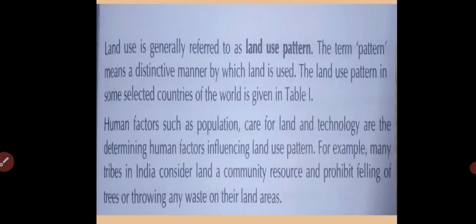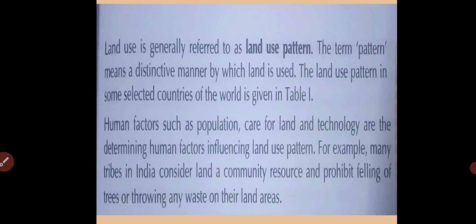Land use is generally referred to as land use pattern. Now, it is clear from the discussion that land use means the land use pattern, meaning for which purpose that land is used. Land is used for different purposes: agriculture, grazing land, making houses, industries or forest, etc. Human factors also affect the land use pattern, like population, care for land, technology, that also determine how that land is used.